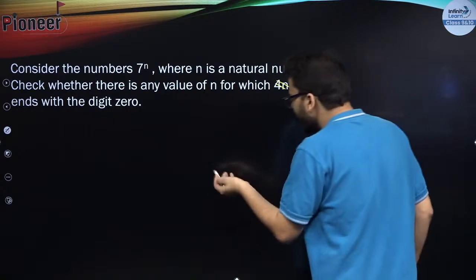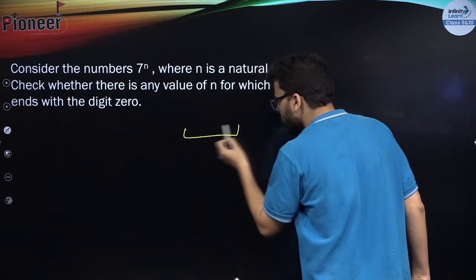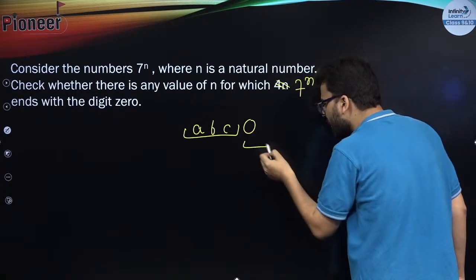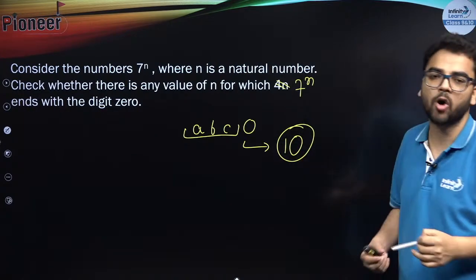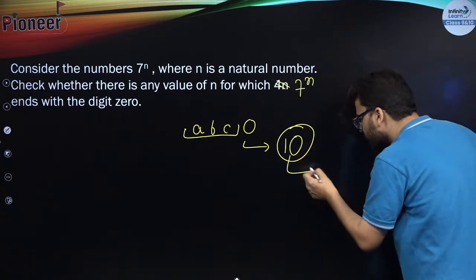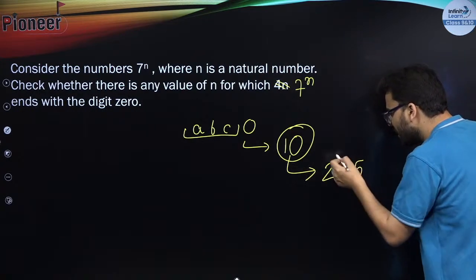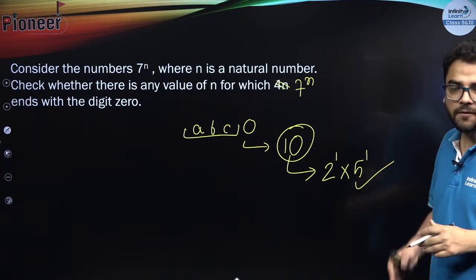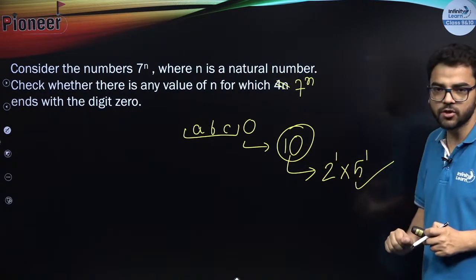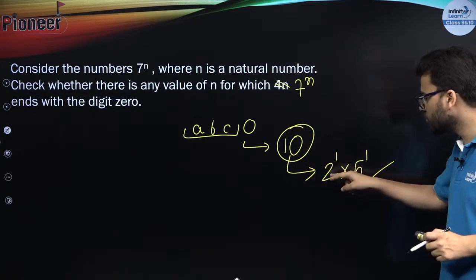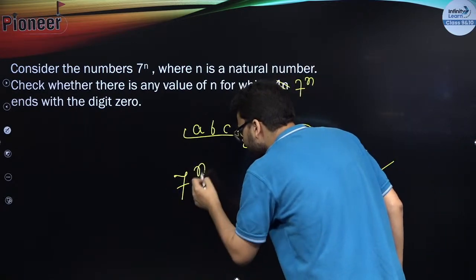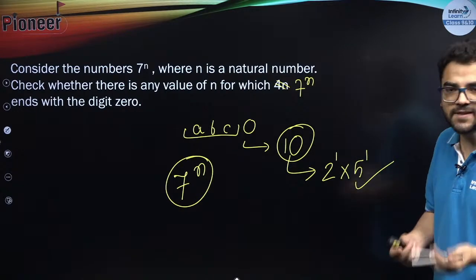So basically, when a number ends with 0, just think of that. Suppose a number is ending with 0; it can have anything before it. If it is ending with 0, it means that in the prime factorization of that number, at least one 10 must come up. It means at least 2 into 5 must come up, that is, 2 raised to the power 1 and 5 raised to the power 1. Now over here you see that it is 7 raised to the power n. 7 is itself a prime number. So in the prime factorization of 7, you can never get 2 or 5.